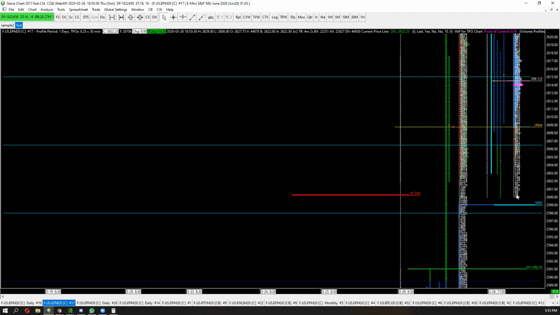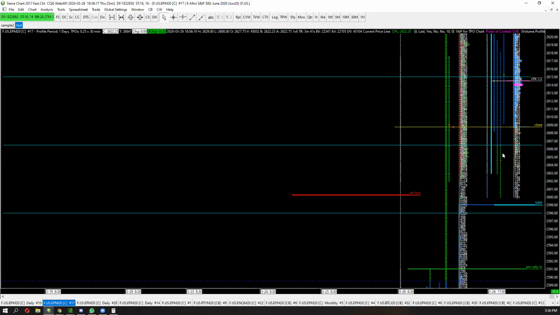This level got front run, which means people who are technical mechanical traders like us stepped in before this level traded and they bought this. That tells me two things. It tells me that mechanical traders are in charge of the market, number one.